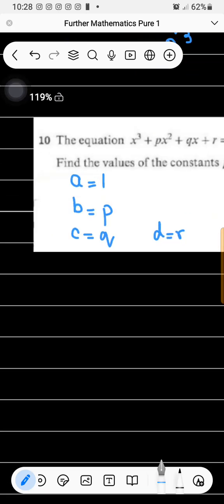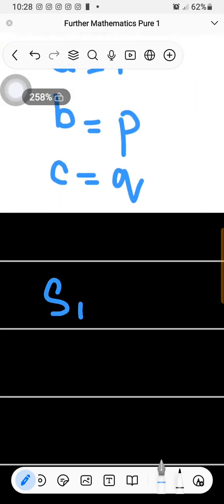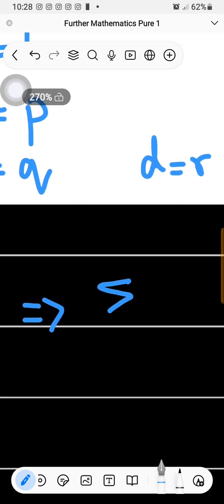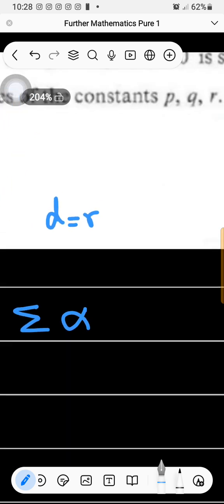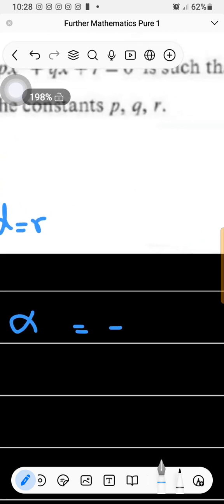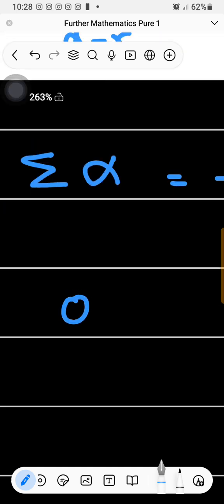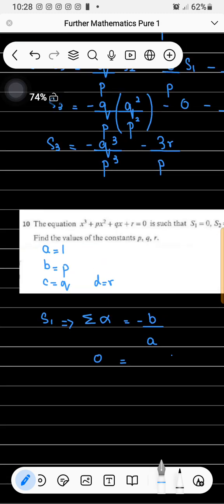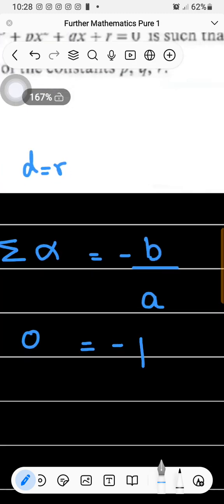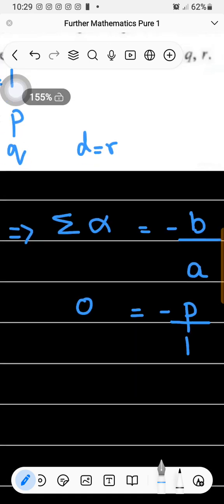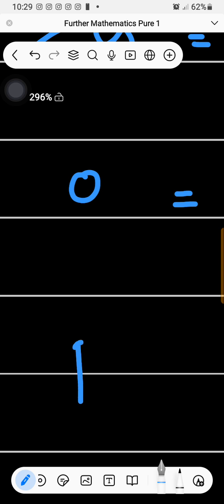Okay, so how will we do it? We know s1 equal to 0. So first of all we will write s1 is equal to sum of alpha, which is negative b upon a. So we know that it is 0, and b is p, so it is negative p upon a, and a is 1. Then we can write that p is equal to 0.